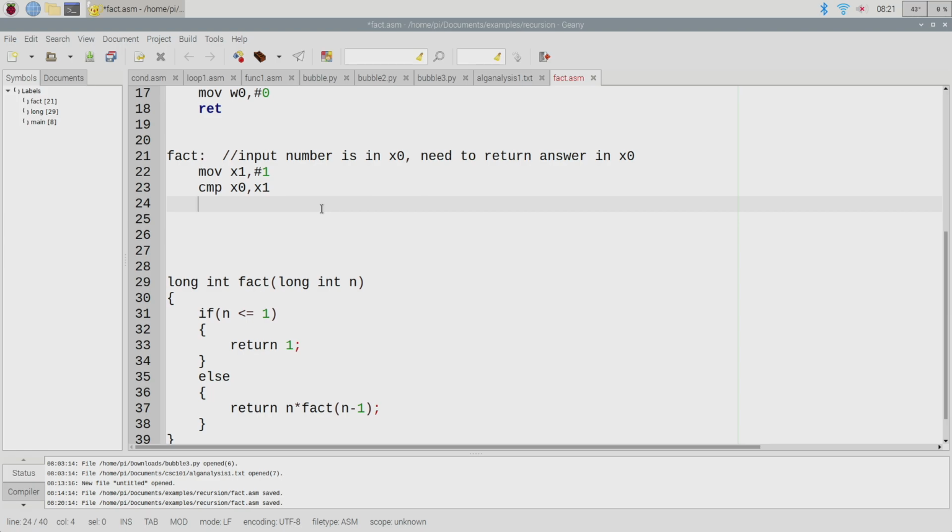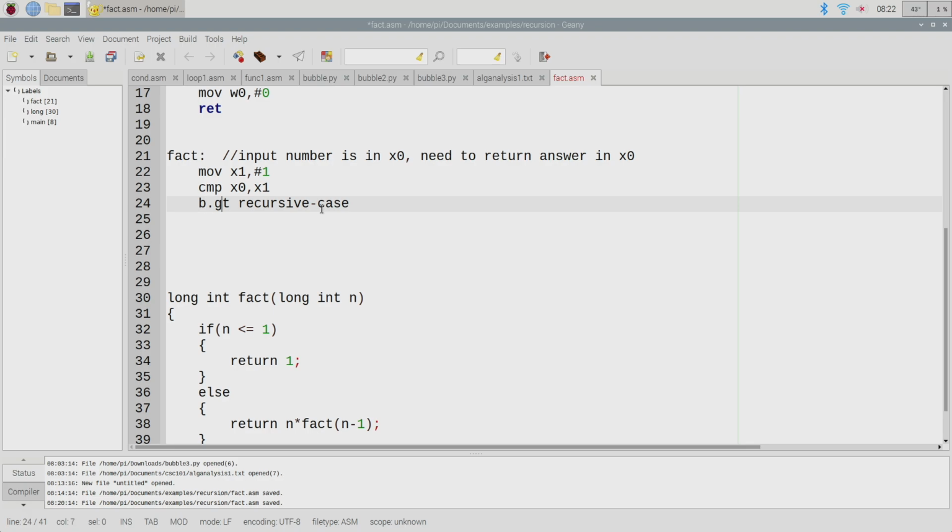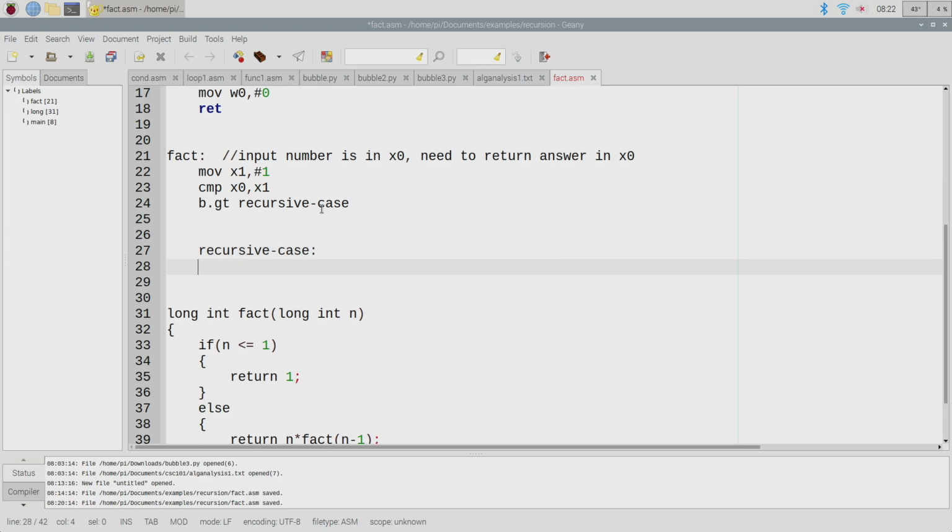Right, so let's do b.gt, because we want greater than, not greater than or equal, to, let's say, recursive case. Just something like that. Now you might say, wait a minute, didn't we say less than or equal to is the base case? Well, yes. So what's the opposite of less than or equal to? Greater than. So our recursive case will go down here.